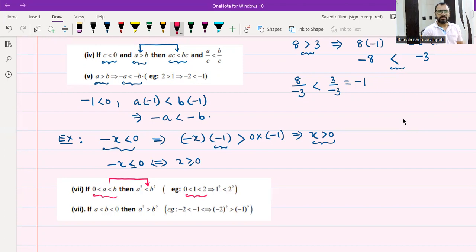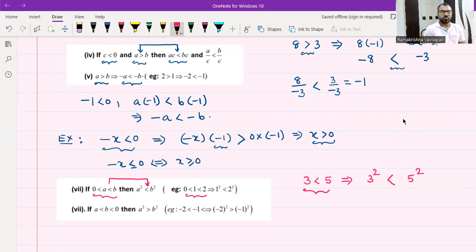That is obvious, right? So here I'll give another example that 3 is less than 5. So now you square it, 3 square and 5 square. So 3 square is nothing but 9. 5 square is nothing but 25. Obviously 3 square is less than 5 square. So this happens when you take two positive quantities.